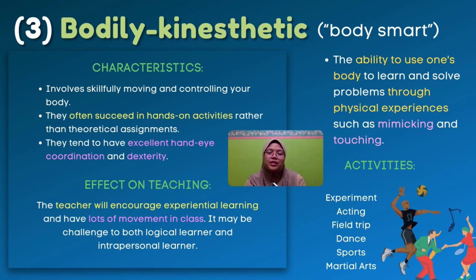The characteristic of this intelligence is that it involves carefully moving and controlling your body. They often succeed in hands-on activities rather than theoretical assignments. So this learner will get easily bored if they learn only theory without hands-on activity where they need to move. They tend to have excellent hand-eye coordination and dexterity. Dexterity is like ketangkasan.